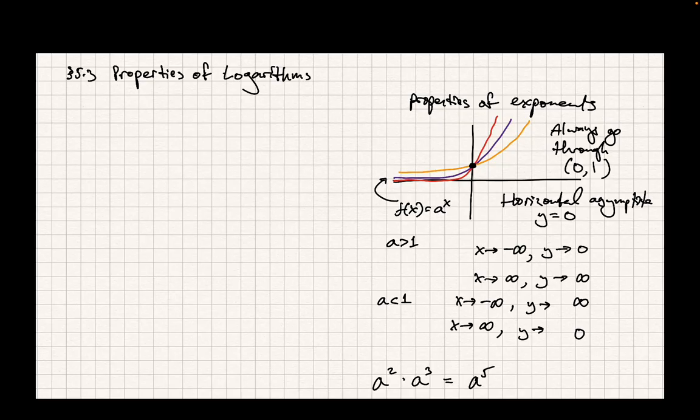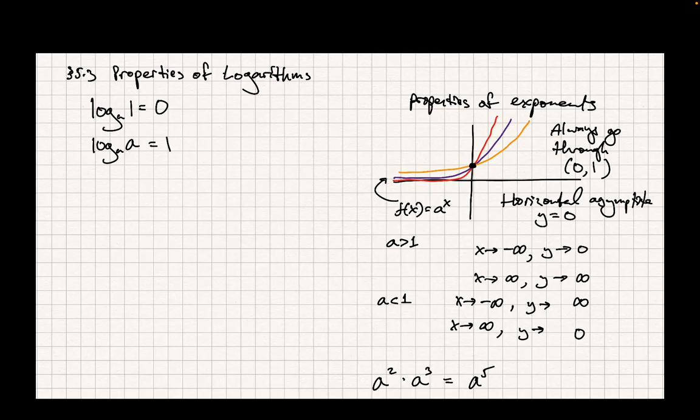Log base a of 1 equals 0. Log base a of 1 is what? 0. It's a to the power of 0 and it is 1. All right, you got another property? Log base a of a equals 1. It's not a to the. Log base a of a equals 1.